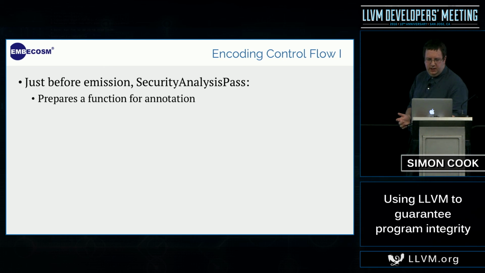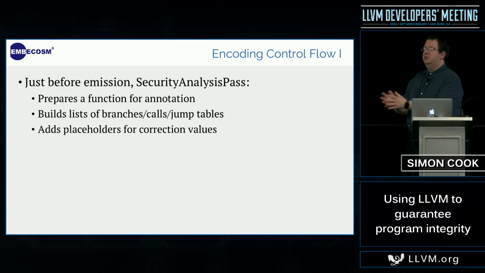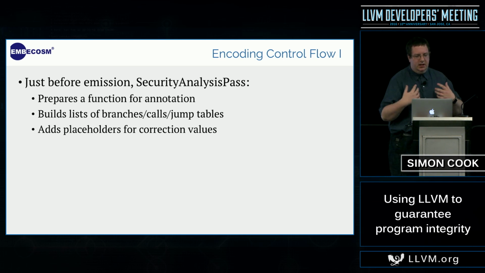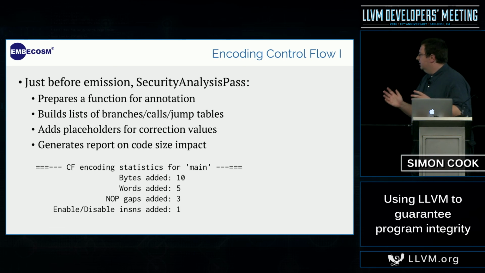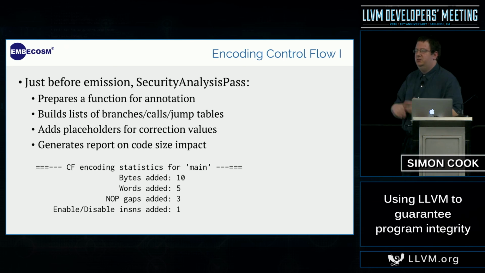And yeah, this pass builds lists of branches, calls, jump tables, anything that could affect control flow that I need to know about to encode my function. It also generates a small statistics report so I know how big my code has got as a result of turning this on, as opposed to any regression in instruction selection, for instance. So now that I have this information, how do I encode this into a binary?